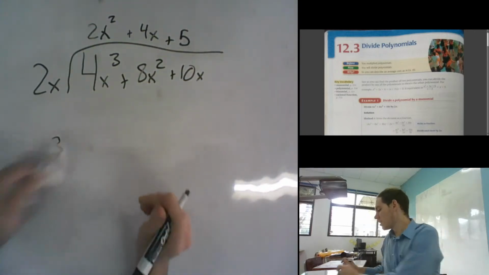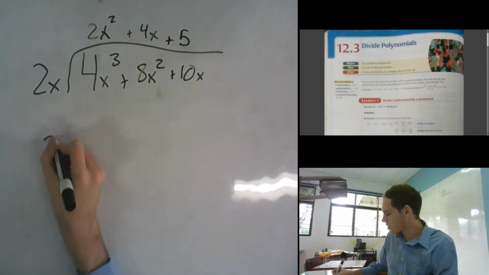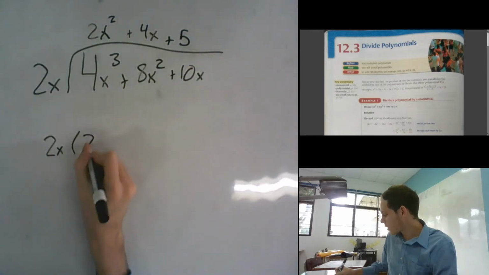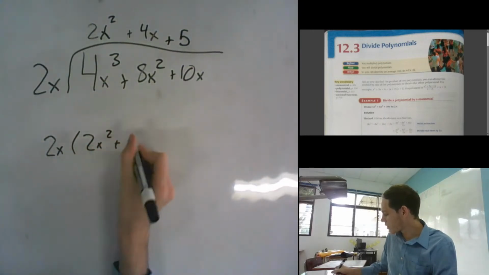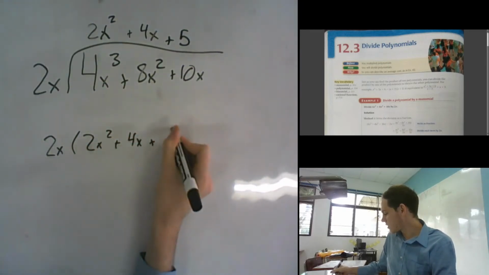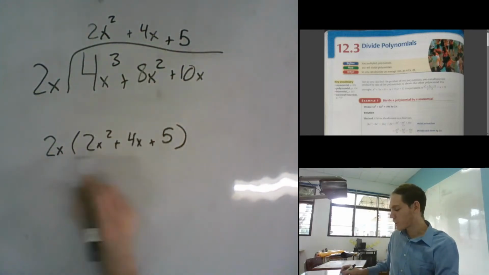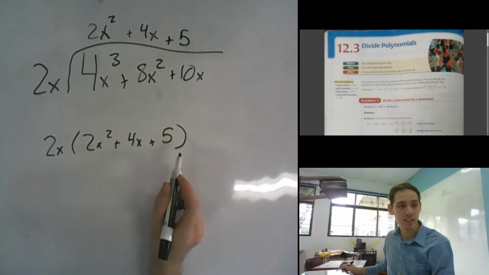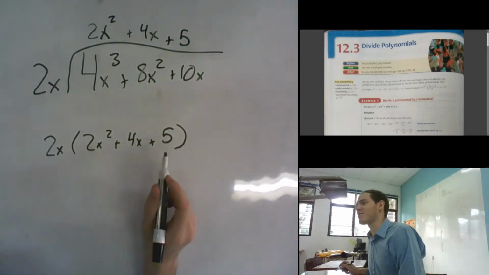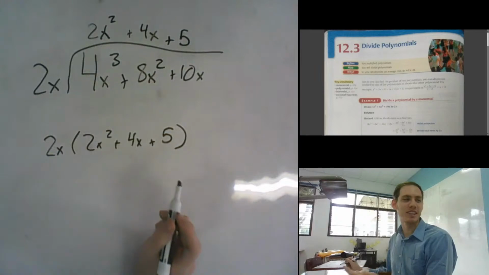Okay. Now we need to check. So what's 2x times 2x squared plus 4x plus 5? If this is correct, we could multiply it and it will go back. Yeah, Ezra, I just worked out what you meant.